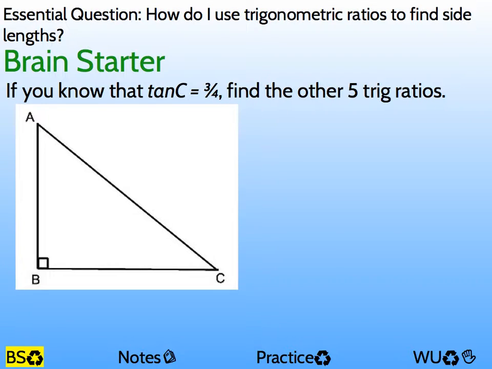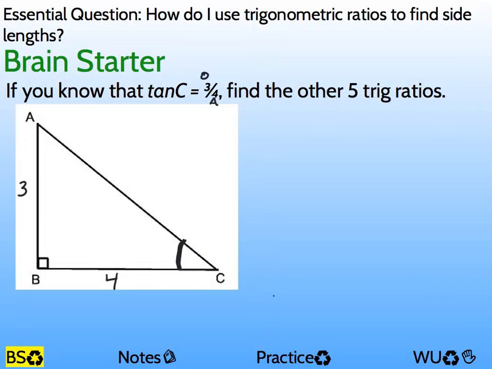For this brain starter, you know that the tangent of angle C is 3 over 4, and it's asking you to find the other 5 trigonometric ratios. So the first thing we'll do is label where the 3 and where the 4 goes. That's angle C. And because tangent is the opposite over the adjacent, the opposite over here is 3, and BC, the adjacent, is 4.